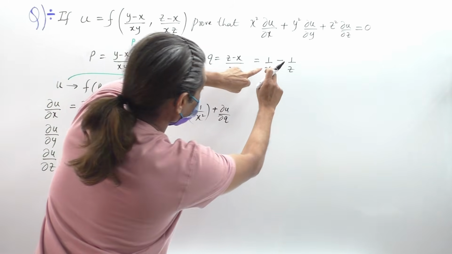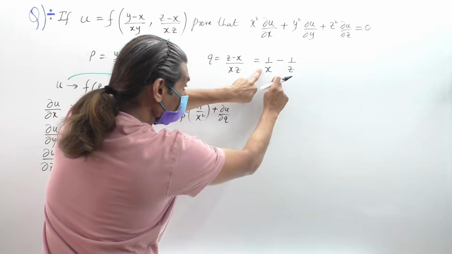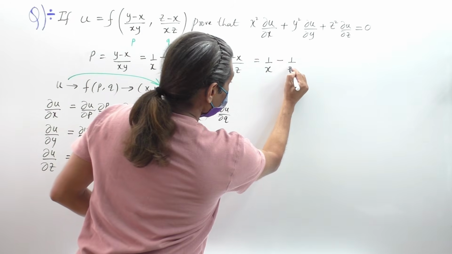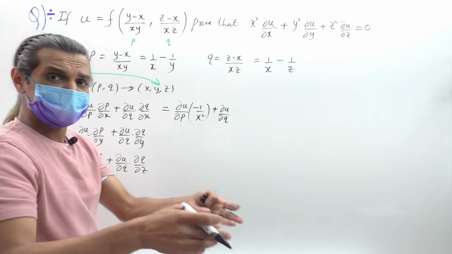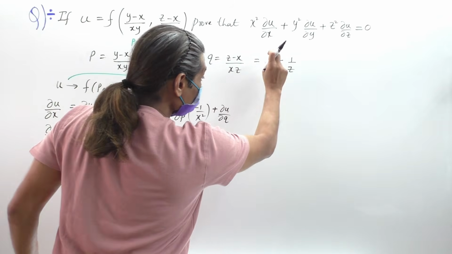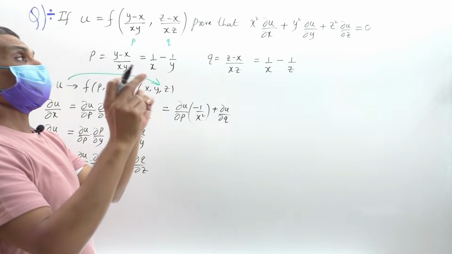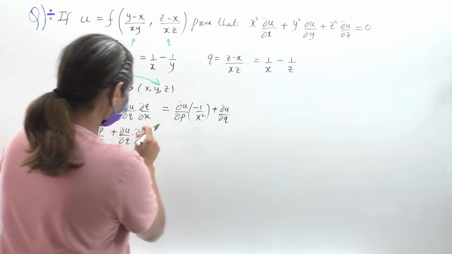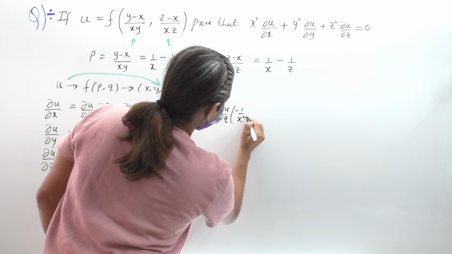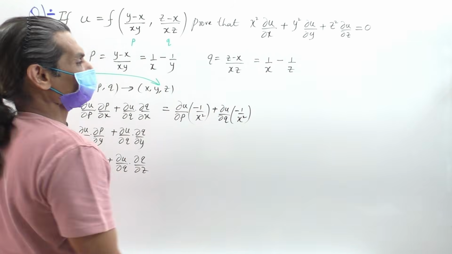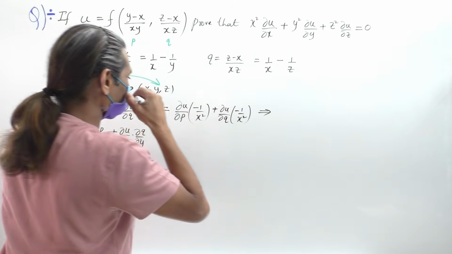Plus ∂u/∂q into ∂q/∂x. So again, q is 1/x minus 1/z. Again, 1/z is of no use, because you are differentiating partially with respect to x, z is constant, leave it. Again, x is here. The derivative of 1/x with respect to x is, because ∂q/∂x is again, minus 1/x². That's all.